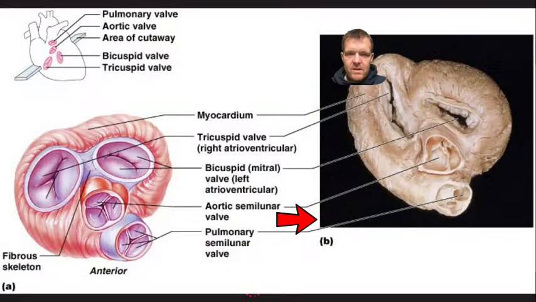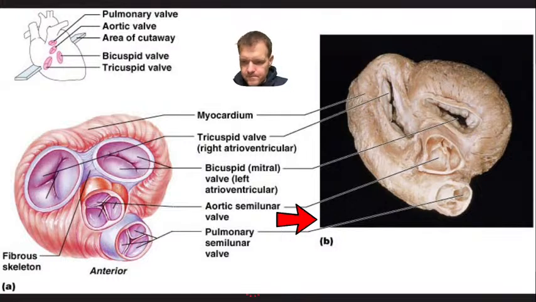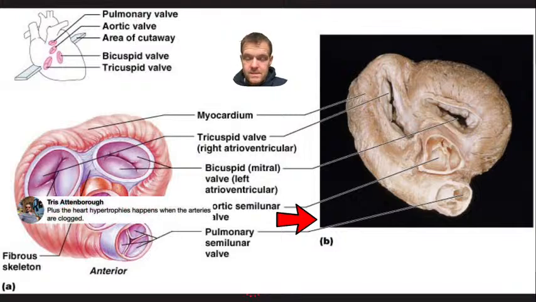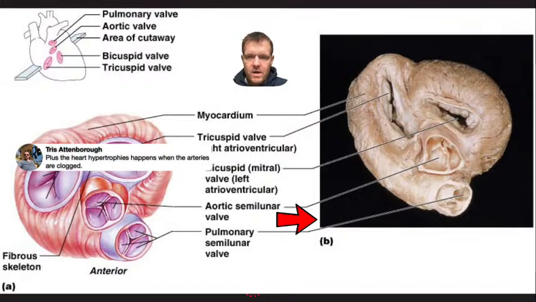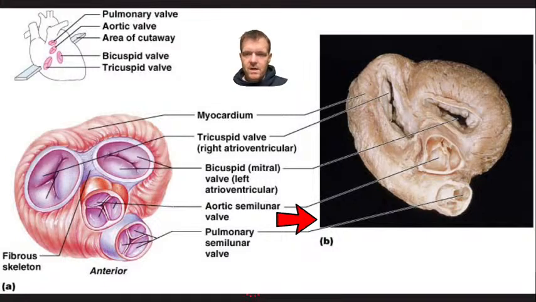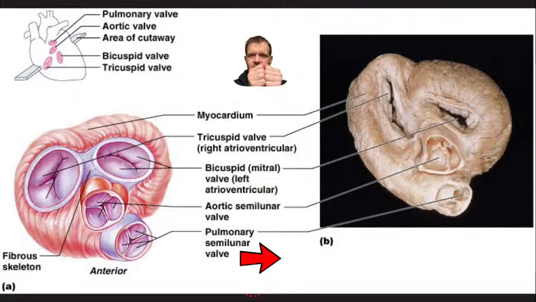Right, let's have a look at these valves then. Yes, absolutely right, the heart hypertrophies when the arteries are clogged, definitely, because the heart has to work harder to push the blood through. You get usually left ventricular hypertrophy. That's a really good point. That person's heart was ridiculous. It was like two fist sizes. It was huge, so it was obviously having to do a lot of work to pump blood around.